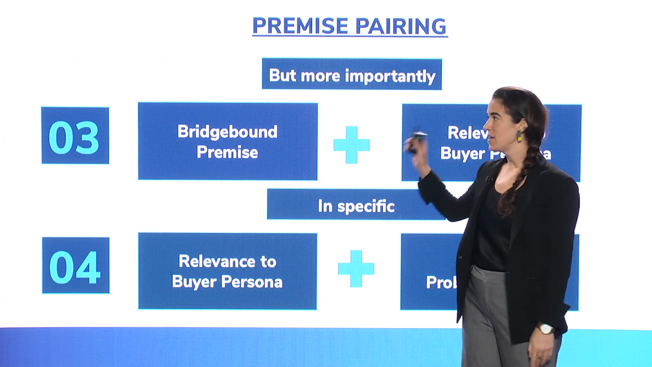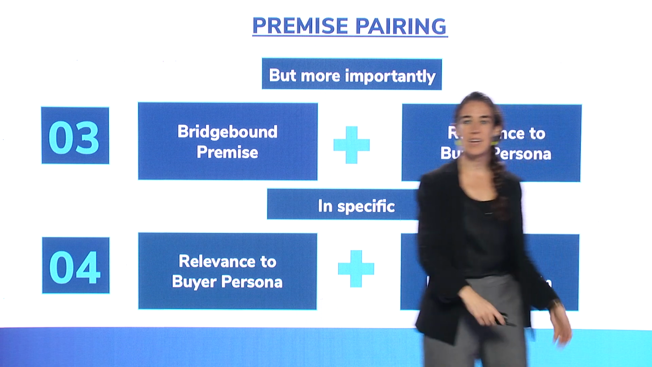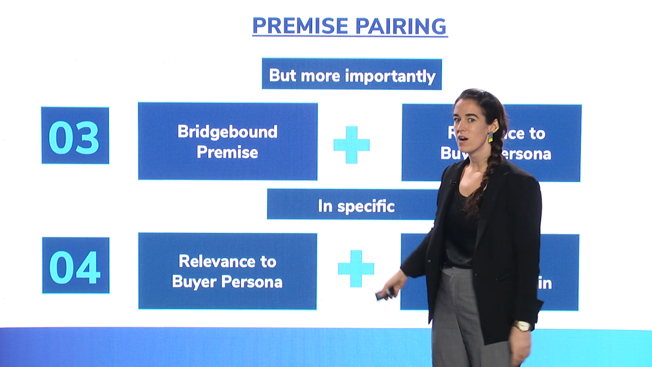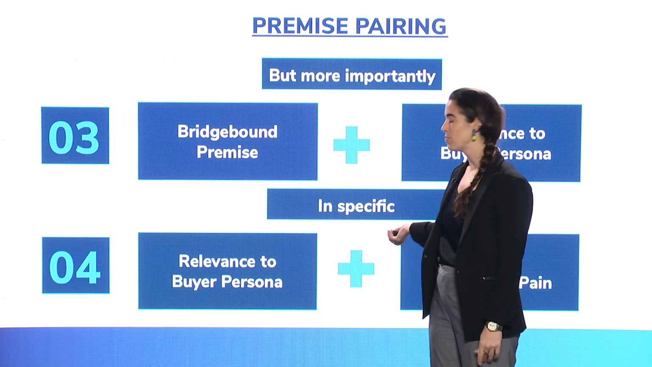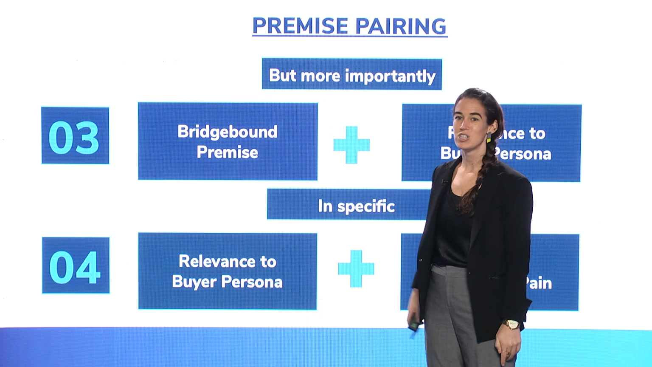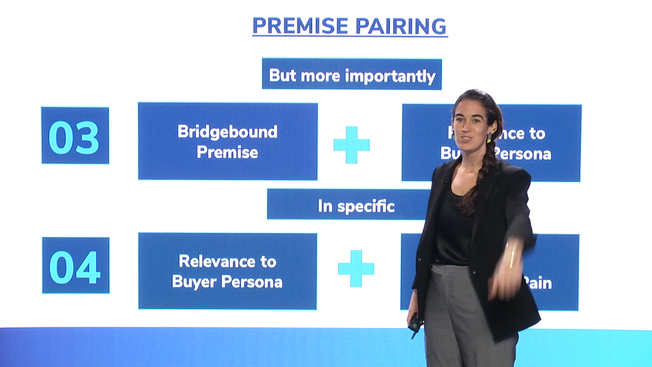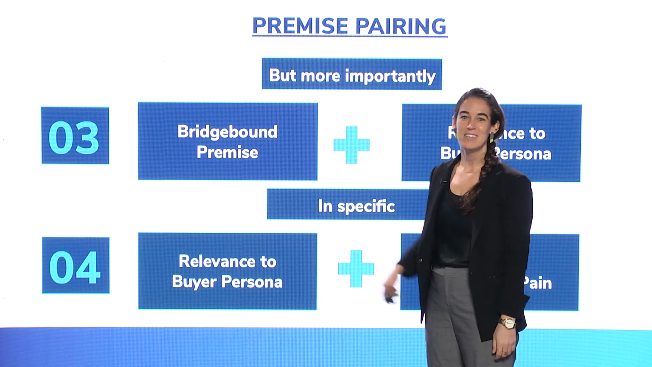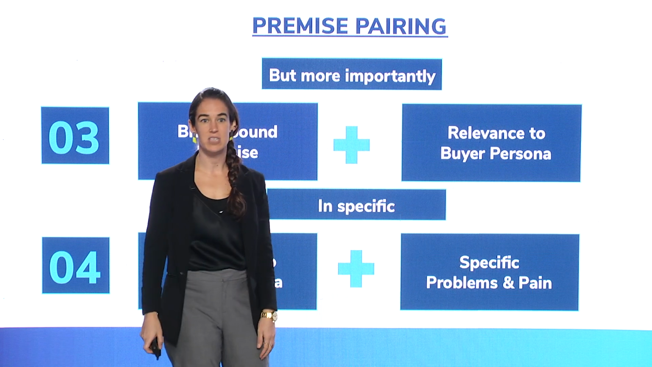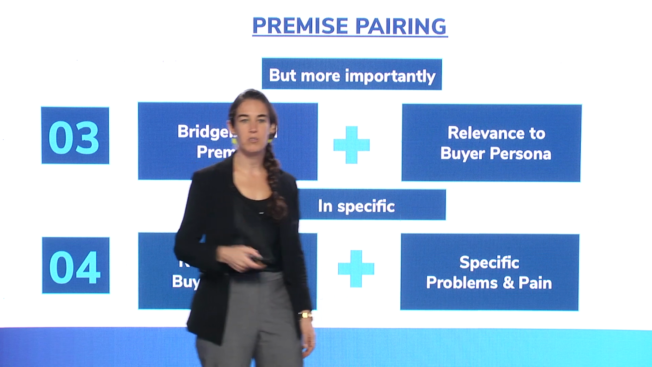Number 3, same thing, bridge-bound premise, but more importantly, and then talk about the kinds of people that you work with. And then number 4, again, you can't lean on personalization. So I'd say, hi, Keenan, reason for my outreach is we work with CEOs just like you and help them take on the world, in specific. And then I would talk about the problems and pains that you solve for. So there's a way to do it within relevance.